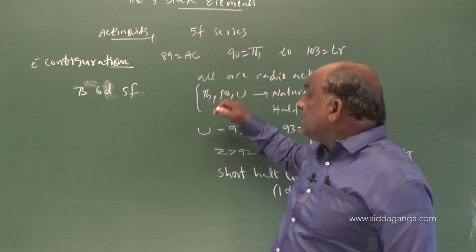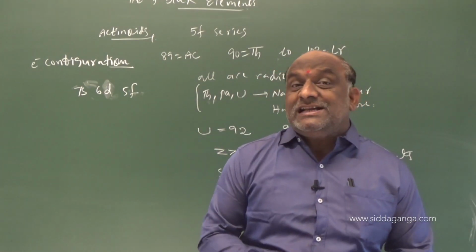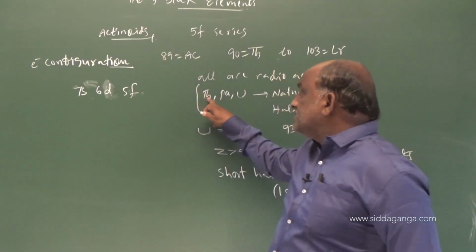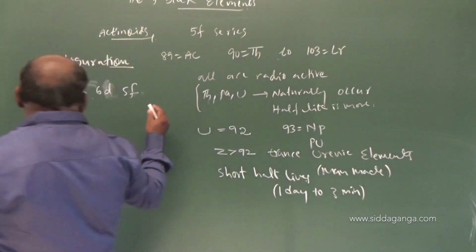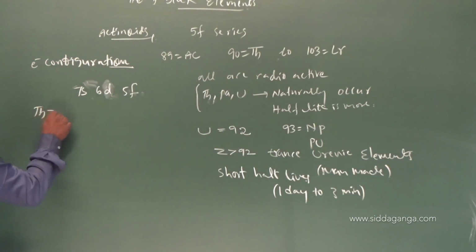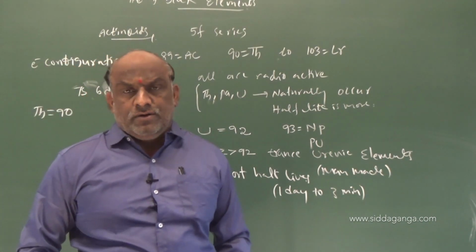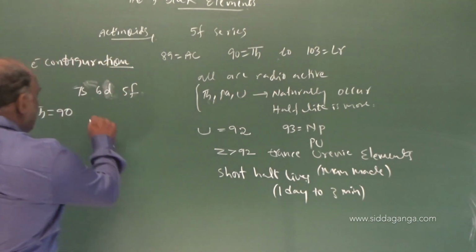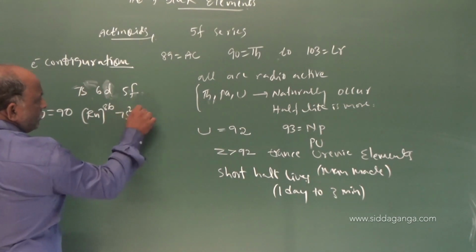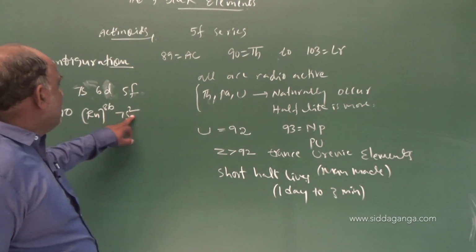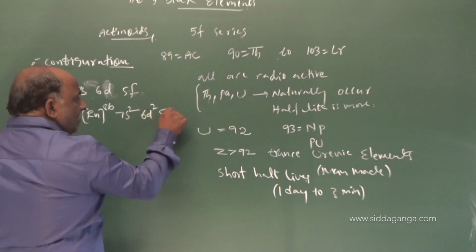Which actinide doesn't contain f electrons? What will be the answer? Thorium. The atomic number of thorium is 90. So how to write the electronic configuration of thorium, 90? Already we know helium, neon, argon, krypton, xenon 54, radon 86, atomic number of radon 86, followed by 7s2, 86, 87, 88, followed by 6d2, 5f0.